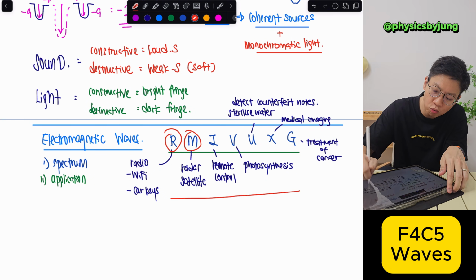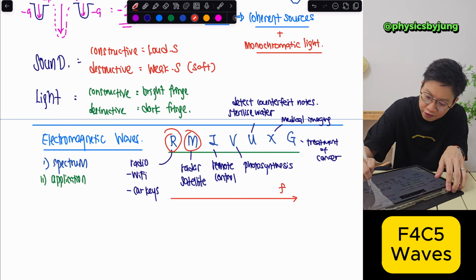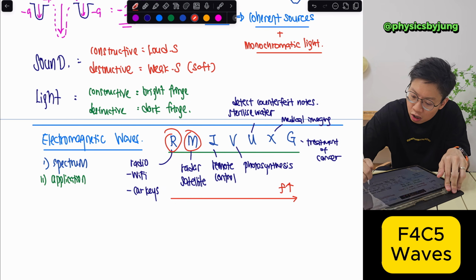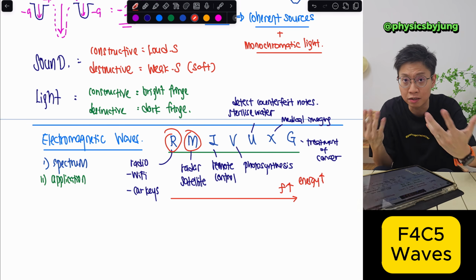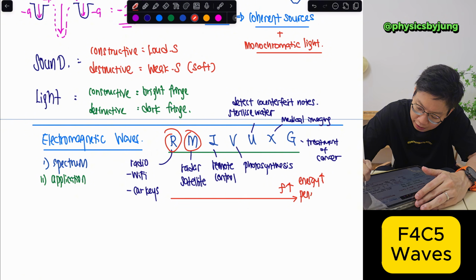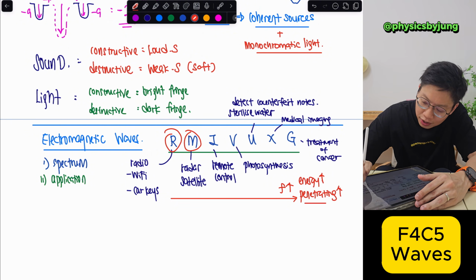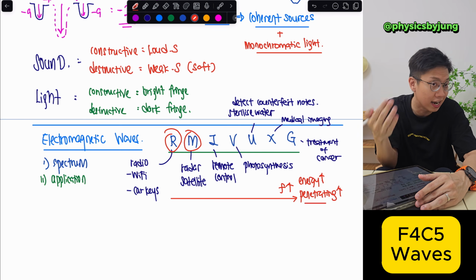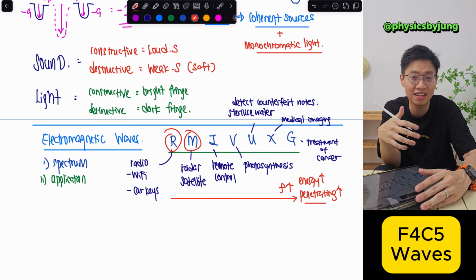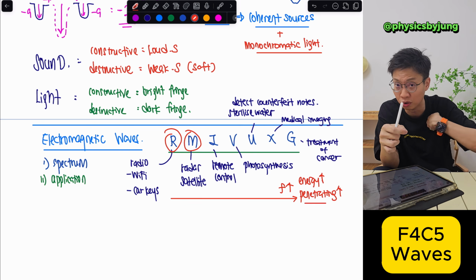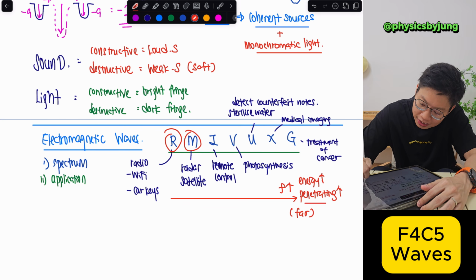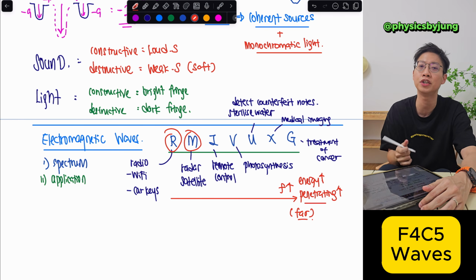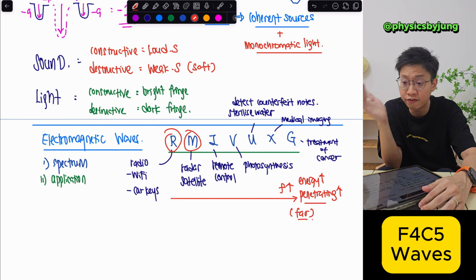When we go towards the right hand side, the frequency greatly increases, causing their energy to go up. It's just like gamma is more dangerous, which means that they will have higher penetrating power. That's why gamma ray can pass through your body and harm your internal organs. But infrared, which is your remote control, will not give you cancer. So due to its high penetrating power, it will be able to travel far.